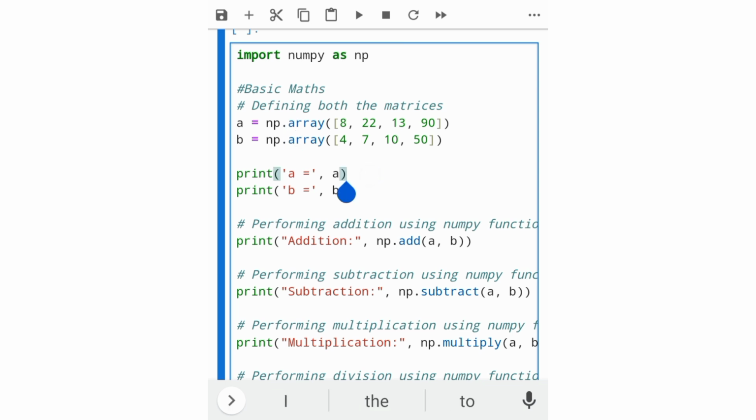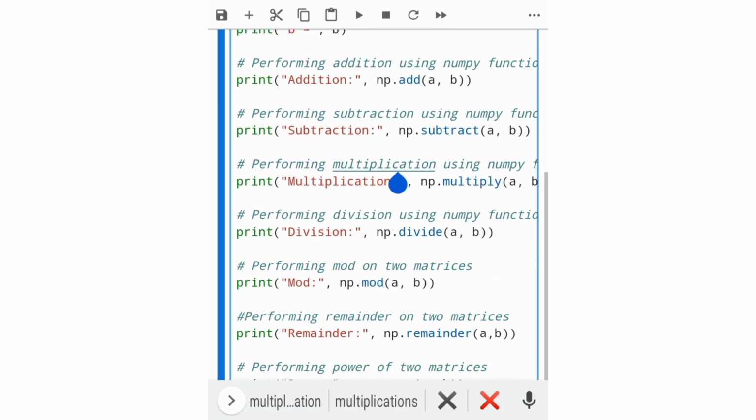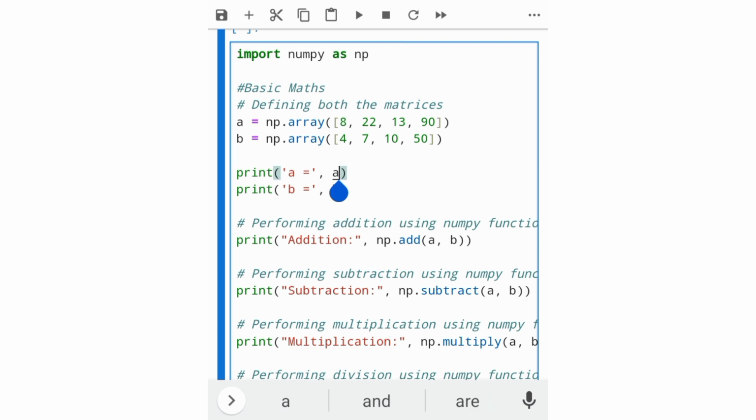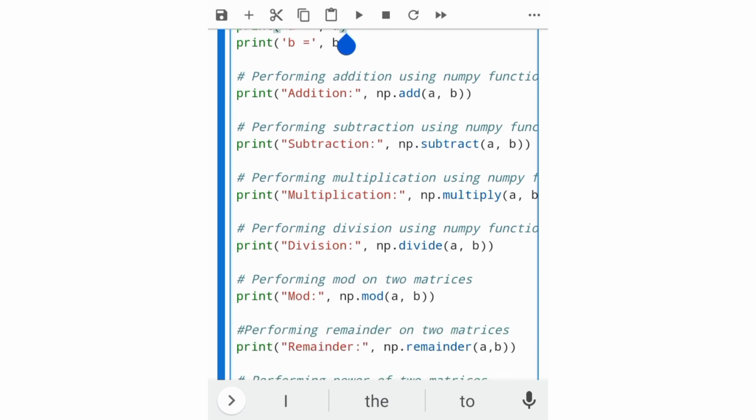So now here I say we should print out this A and B. Why? Because once we run this code, we are going to see the results of all these functions. So when we see the results, you should be able to compare it with the data that we have, the data that we inputted, which is A and B. So now let's look at some of the mathematical functions that we have in NumPy.